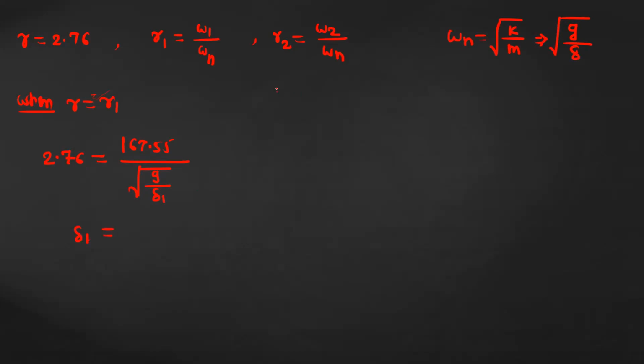Now take R as R2. So R is 2.76 and R2 value is omega 2 upon omega n. So omega 2 is 230.38 and omega n is equal to square root of g, that is 9.81, upon delta 2. So calculate delta 1 and delta 2.